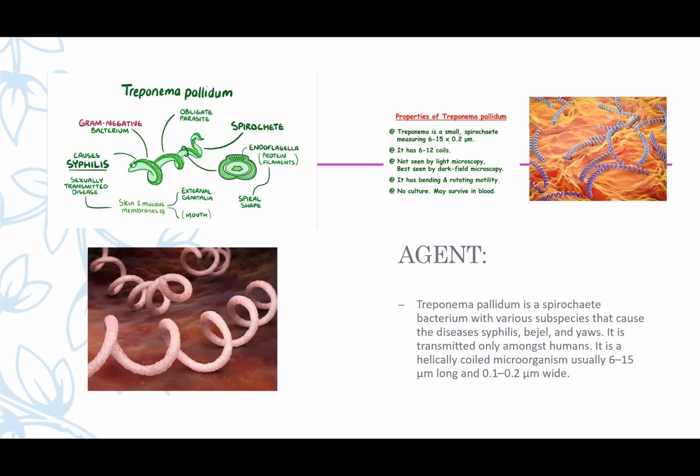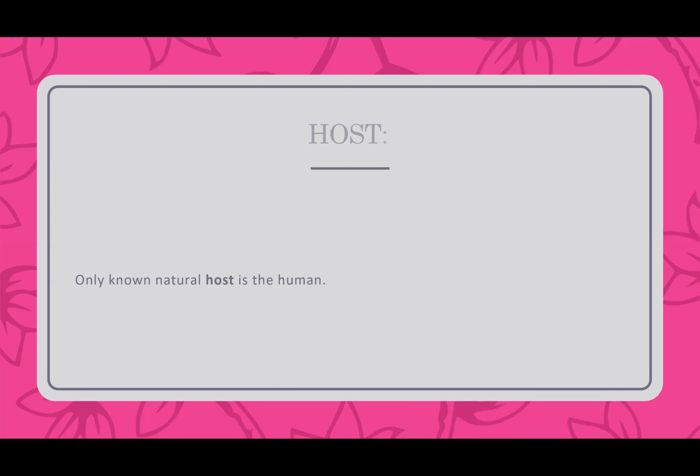It has bending and rotating motility. It cannot be cultured and may not survive in the blood. As you can see in its diagram, it's a gram-negative bacterium. It's an obligate parasite, a spirochete. Endoflagella is a protein filament in a spiral shape. Then it enters through the external genitalia, mouth, skin, and mucosa of the membrane and leads to syphilis, which is an STD. Host: the only known natural host is the human.